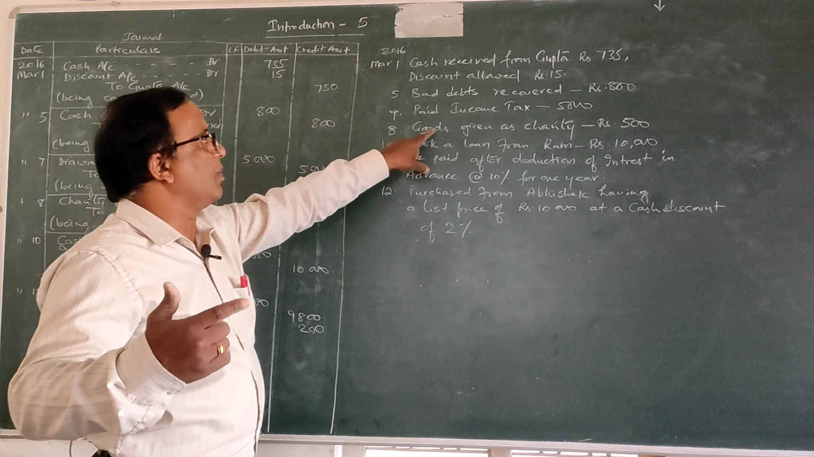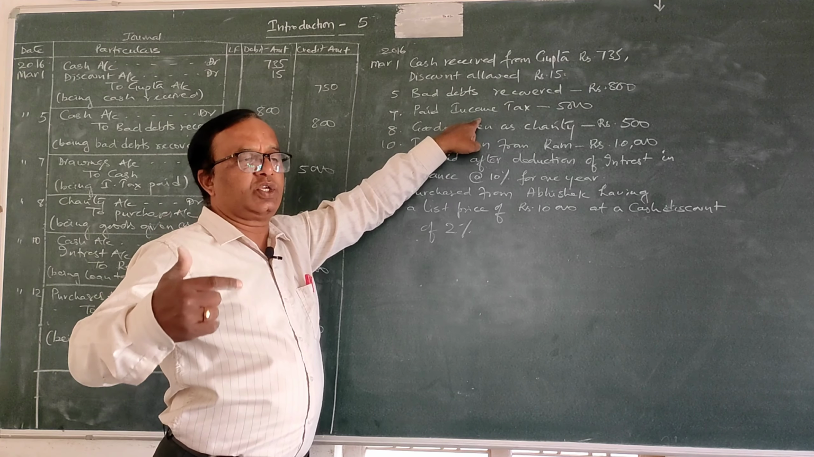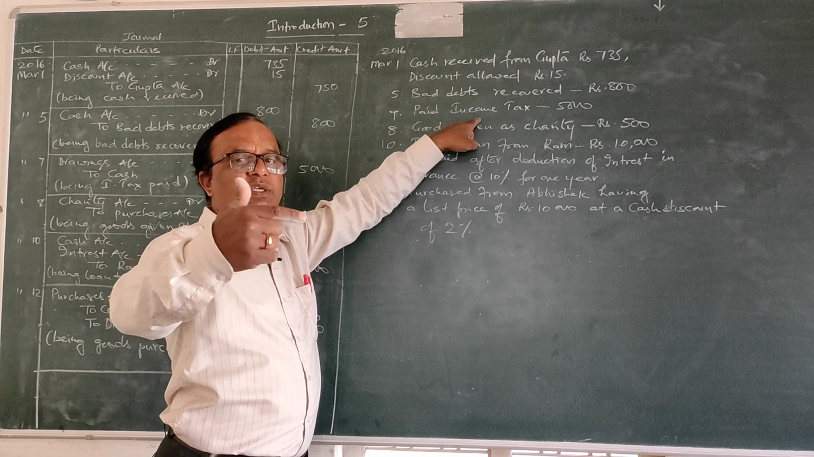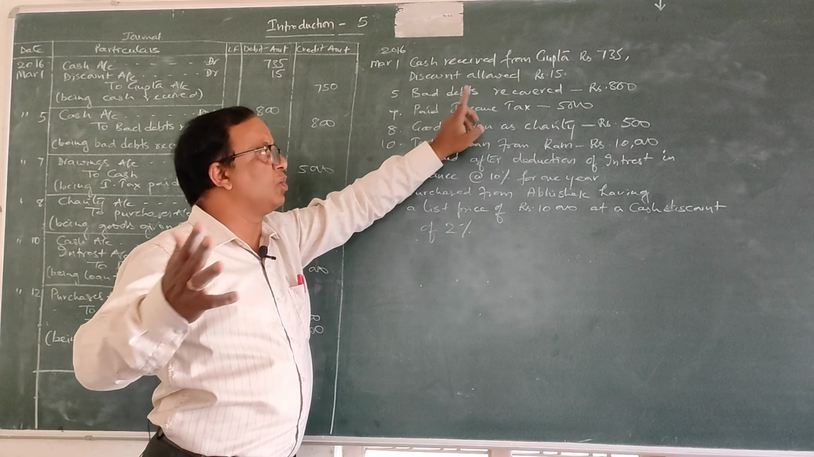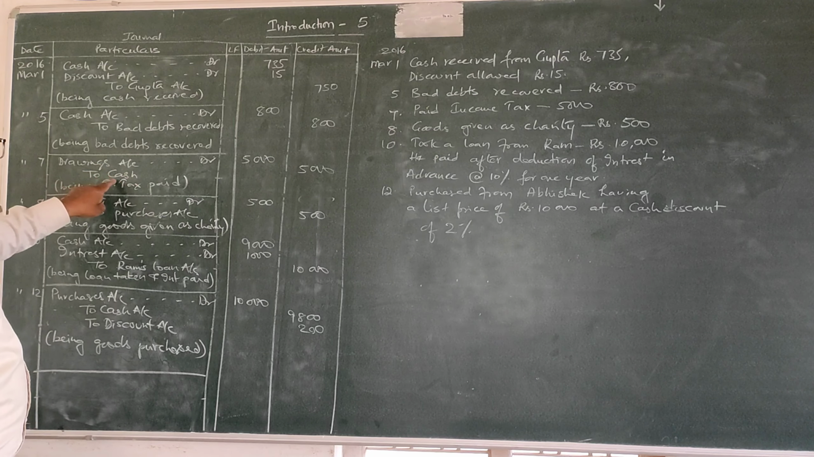So the accounts affected are one is drawings account and the other is cash account. Drawing is the personal account, debit the receiver, the proprietor is receiving. Cash is going out of the business, being a real account, credit what goes out. So your entry will be drawings account debit to cash.